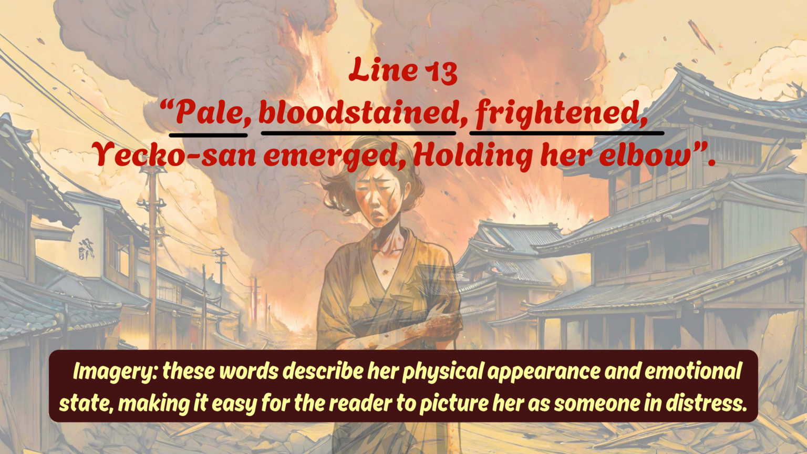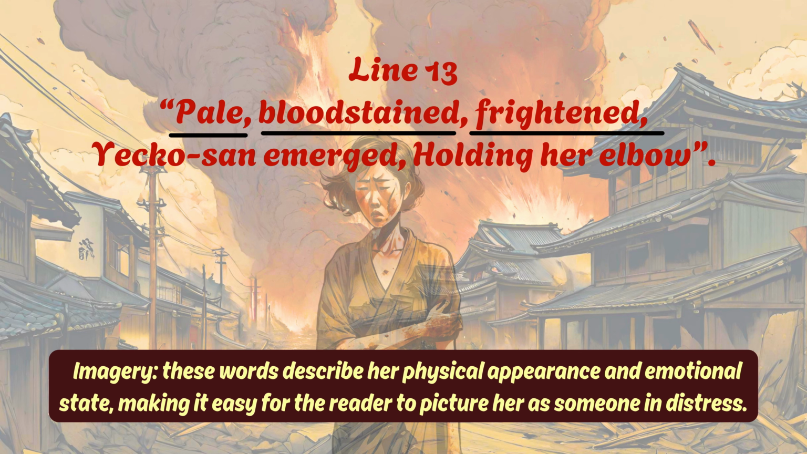Next, pale, blood-stained, frightened Yecko-san emerged, holding her elbow. Now, the words pale, blood-stained and frightened create a vivid image of Yecko-san. Therefore, these are examples of imagery. Now, these words describe her physical appearance as well as her emotional state, therefore making it easy for the readers to picture her as someone in distress.